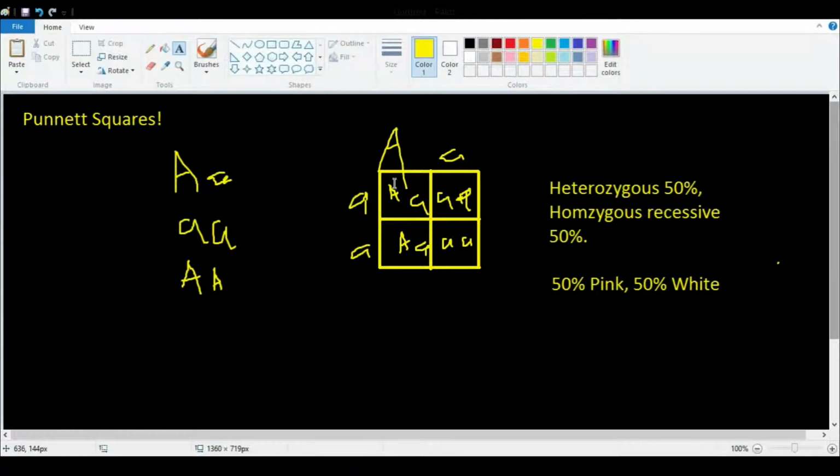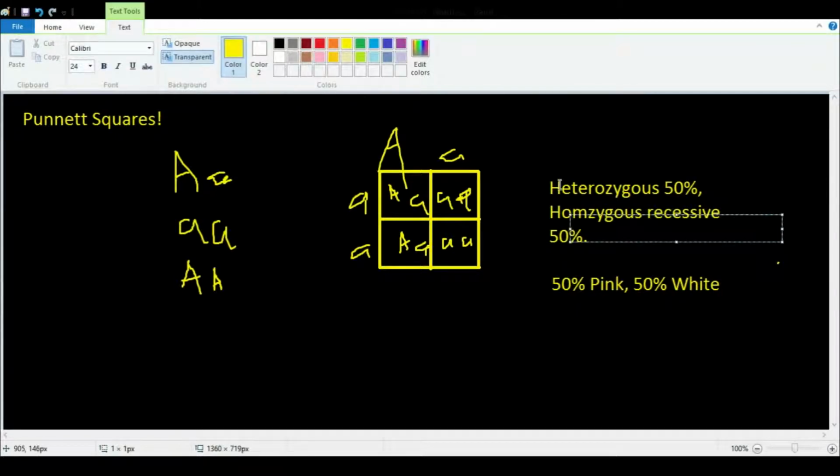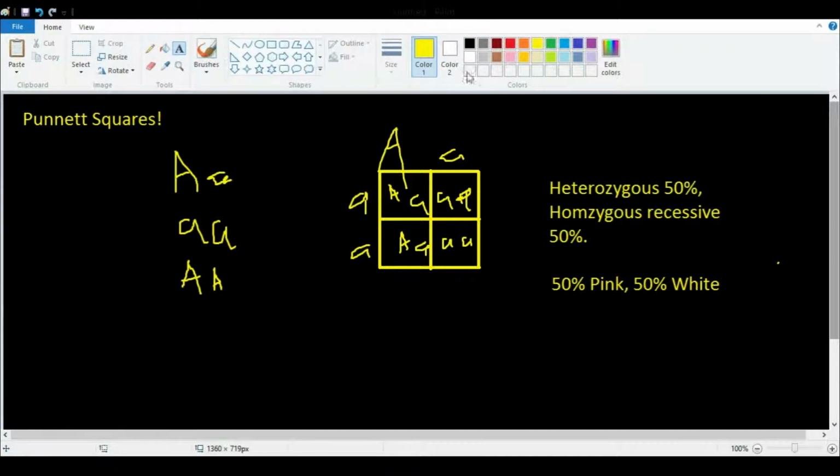Now I'll give you another example using codominance. Codominance is a bit more tricky since you actually have to be careful about what it is. I'll just quickly draw a new Punnett square so this example can still stay up. And the squares don't really have to be exactly squares, it doesn't matter, as long as it has 4 boxes, it's okay. Alrighty then, okay.